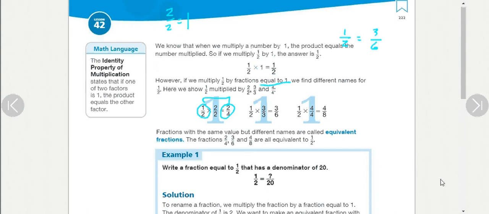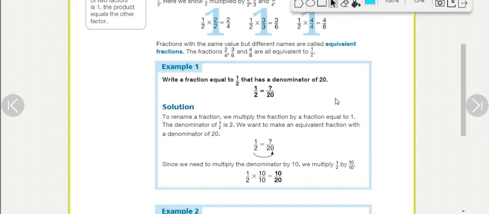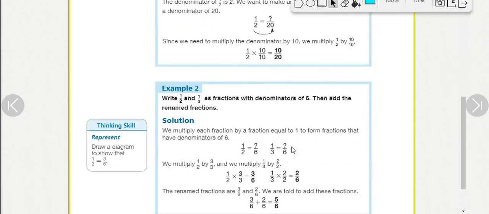Fractions with the same value but different names are called, can you say that word? Equivalent. Basically, same value, but probably don't look the same. And that can be very useful in math, to have the ability to change the way it looks without cheating or changing what it's worth. Let's make a half have the fraction denominator of 20. So you multiply by 1, or 10 over 10 in this case, to get to 20, because 2 needs a 10 to get to 20. 1 times 10 is 10, so 10 over 20 is the answer.